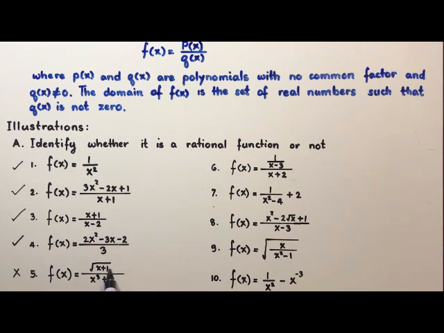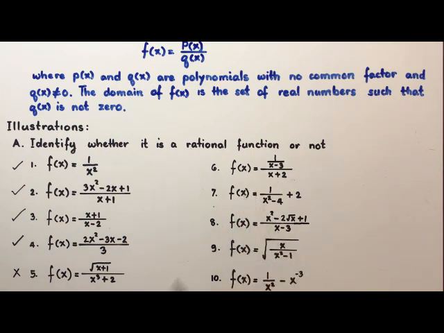And since the exponent is a fraction 1/2, it fails to be a polynomial because you can recall from the definition of a polynomial that the exponent should be an integer. And since the exponent of x plus 1 is not an integer, but it is a fraction of 1/2, then it fails to be a polynomial. So therefore, this function is not a rational function.